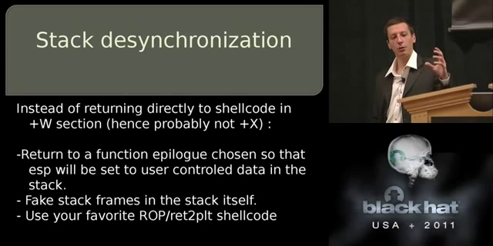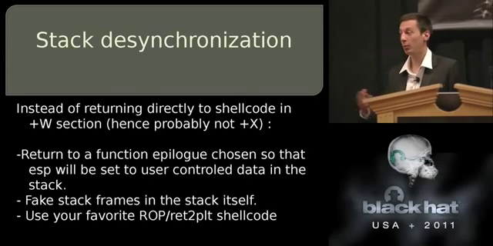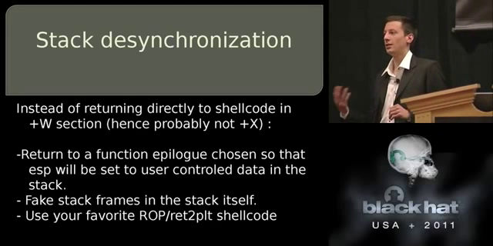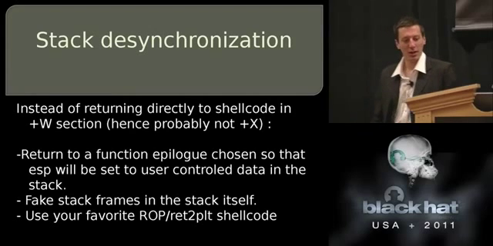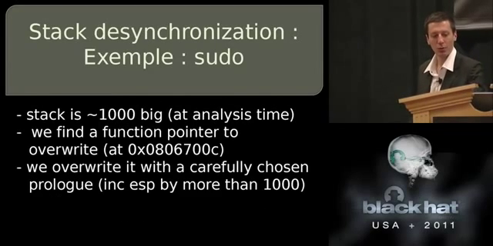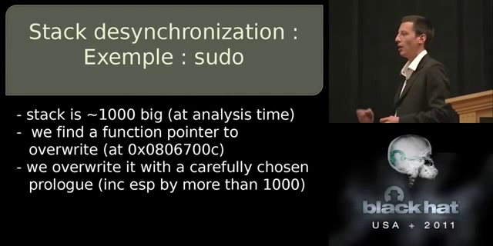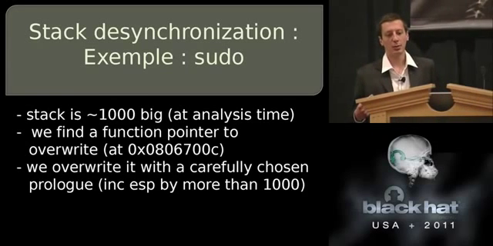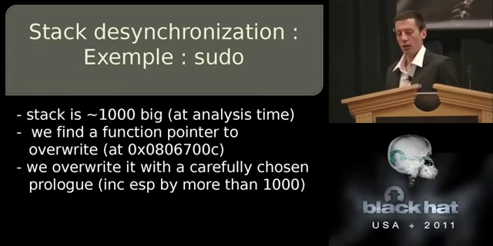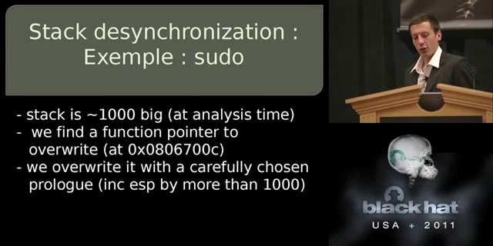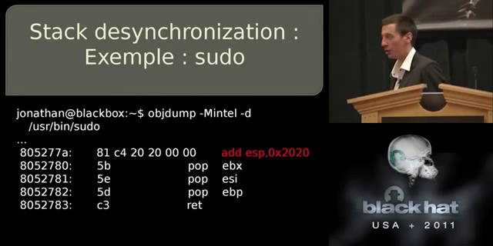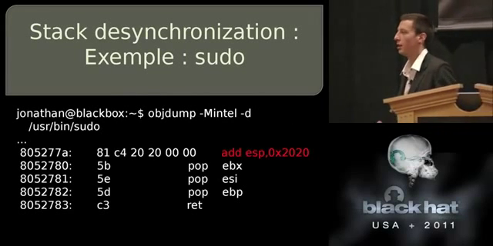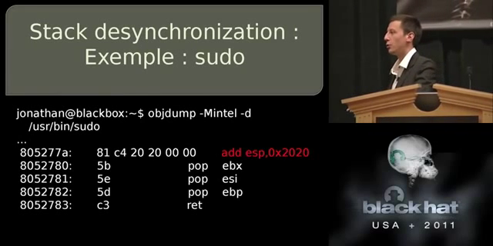What we do is return to a carefully chosen function epilogue so that it's going to desynchronize the stack. The application is not expecting this to happen, but let me give you a better example. Let's say we are attacking sudo, and at the very moment we trigger the invalid write, the stack is about 1,000 bytes big. If we return to a function prologue like this one, which is a lot bigger than 1,000, right? Then we're going to return after the normal stack.